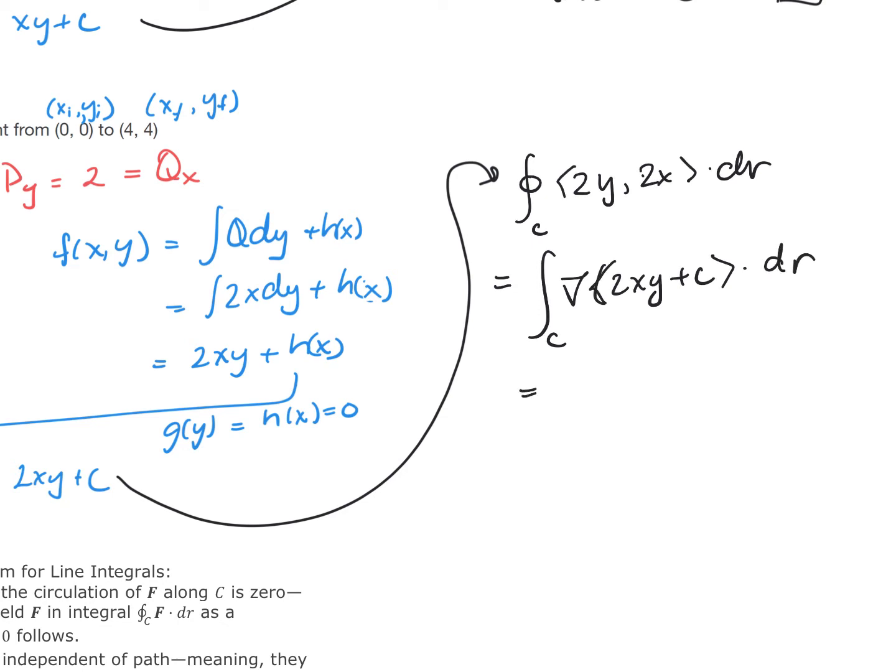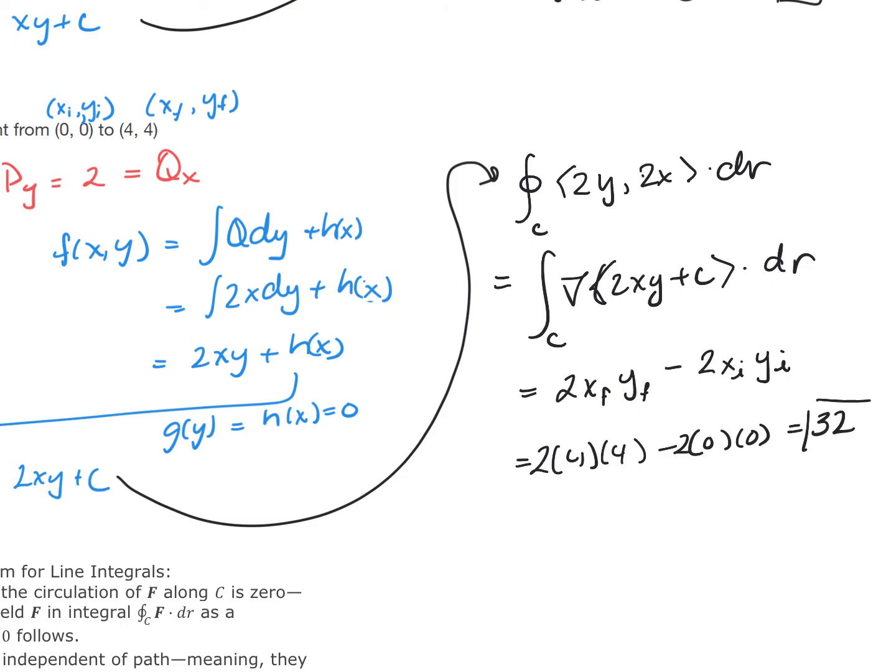Which is going to give me 2x of my final, y of my final, minus 2x of my initial, y of my initial, because as before, my c's cancel themselves out. So my finals were 4 multiplied by 4, and then don't forget the 2, and then the 2 multiplied by the 0, 0. My final answer is 32. So that's really kind of nice.